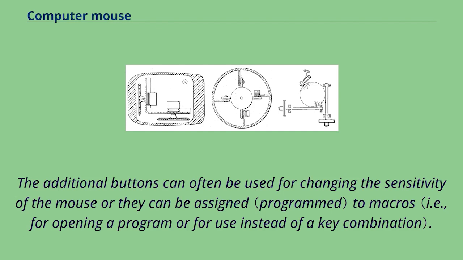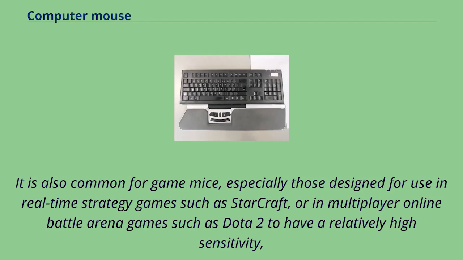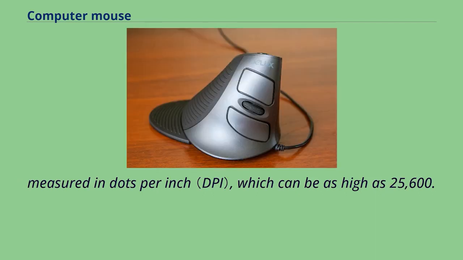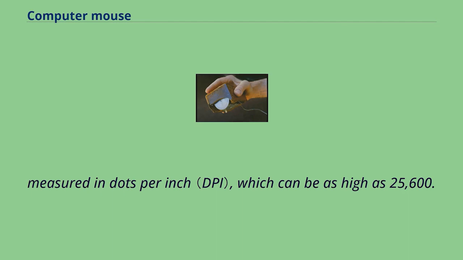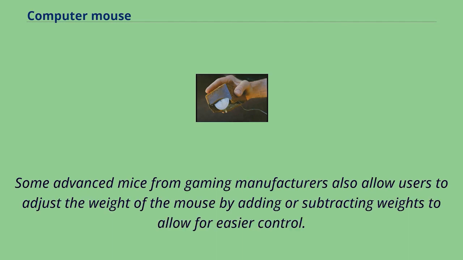macros. It is also common for game mice, especially those designed for use in real-time strategy games such as StarCraft, or in multiplayer online battle arena games such as Dota 2, to have a relatively high sensitivity, measured in dots per inch, which can be as high as 25,600. Some advanced mice from gaming manufacturers also allow users to adjust the weight of the mouse by adding or subtracting weights to allow for easier control.